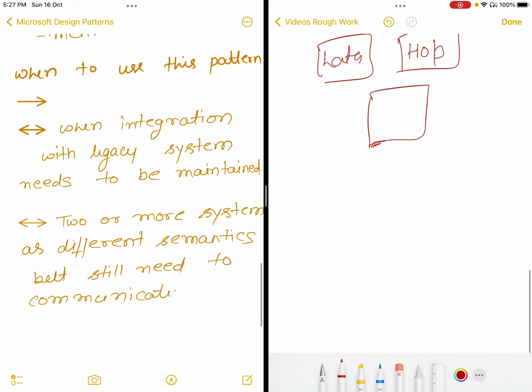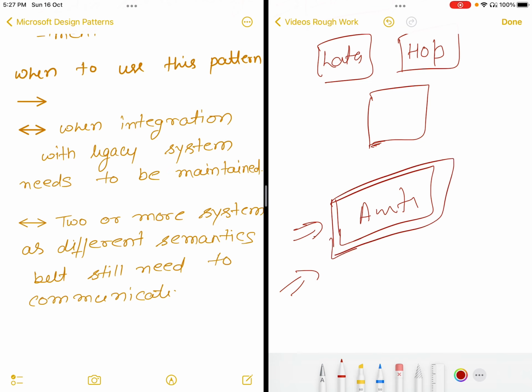Now comes the part about when to use this. If you have a very important legacy service running and you have to maintain it and there is no other chance, then you should go for the anti-corruption layer design pattern. And another thing is that if two systems have altogether different semantics and there is no other way that you can make a compromise between the two services, then also you need this service to run.